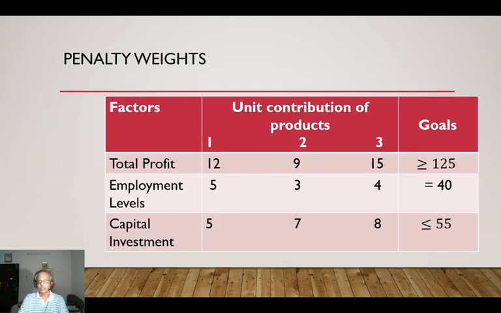Now if we come to the contributions for each product, for each of the constraints or goals, total profit for product 1 is 12, product 2 is 9, and product 3 is 15. Employment level for product 1 is 5, for product 2 it is 3, and for product 3 it is 4. And capital investment, contribution of first product is 5, for the second product it is 7, and for the third product it is 8. Should be less than or equal to 55 million.